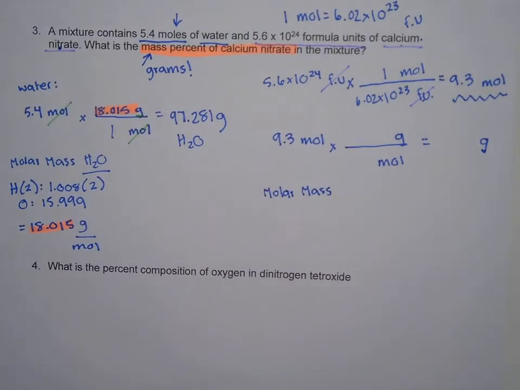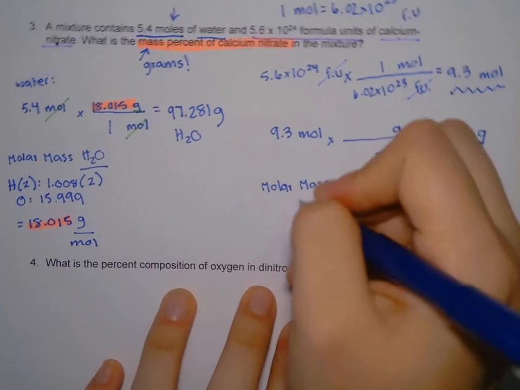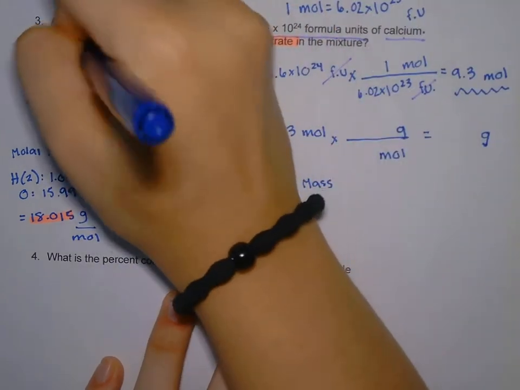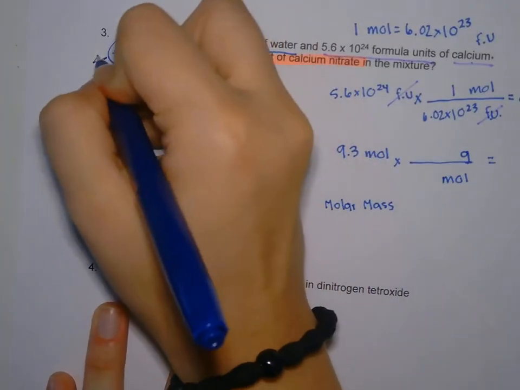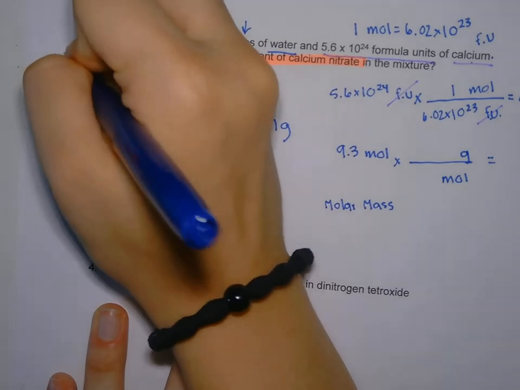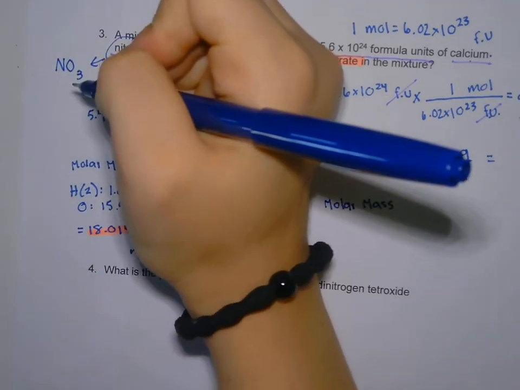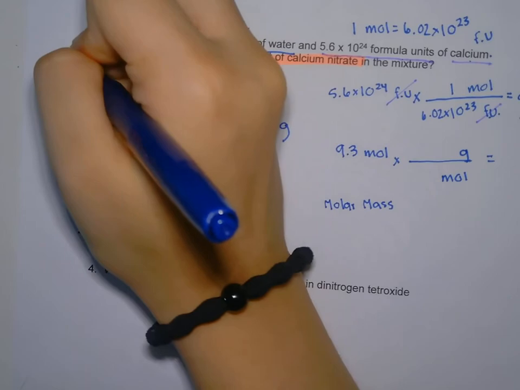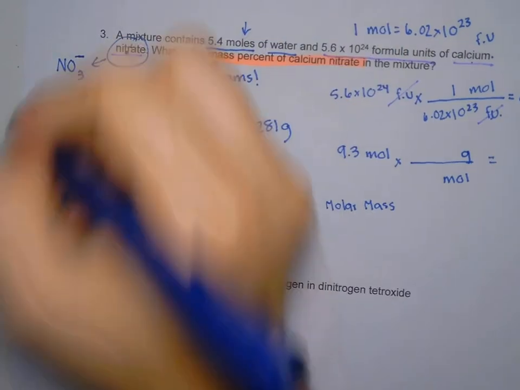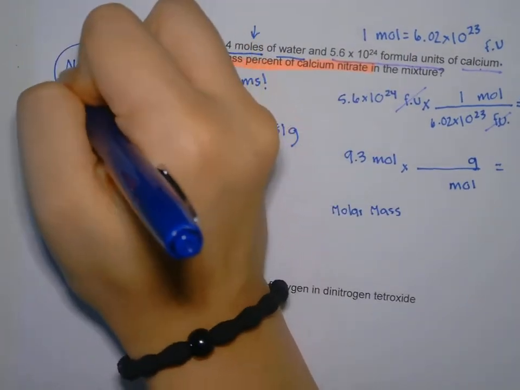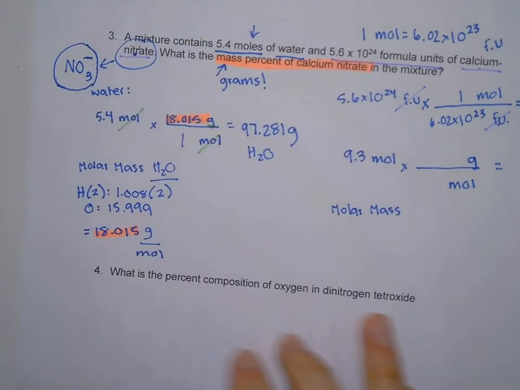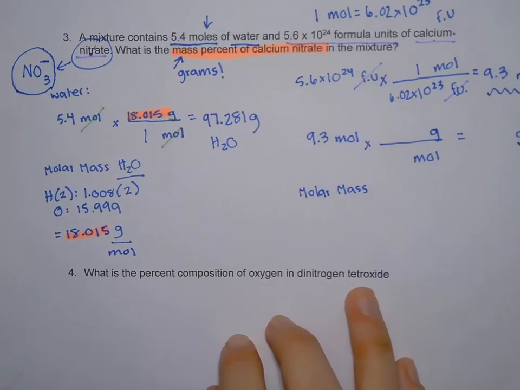So if you remember from our polyatomic ions list, let me look it up here real quick. This nitrate right here is NO3, and then it is a minus. That is the polyatomic ion of nitrate. You can access it using the resource sheet that I provided for you in your OneNote.